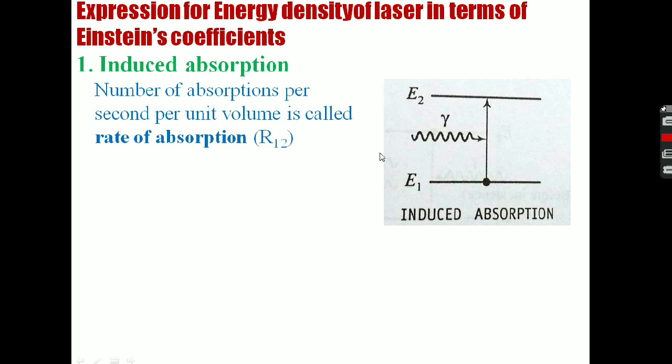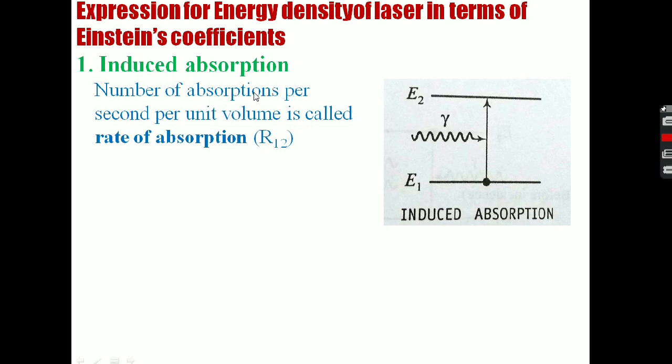Just for representation sake, I have taken only one atom or one electron, but there may be n number of atoms, so that when you supply energy in the form of optical energy or in the form of electrical energy, they absorb energy and go to a higher energy level.